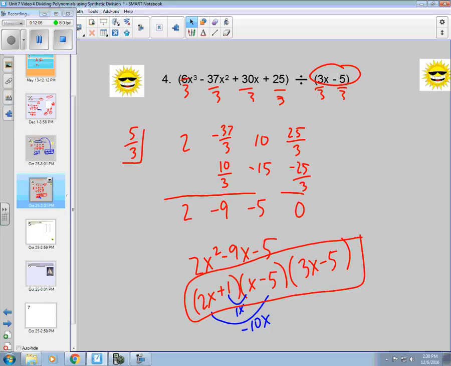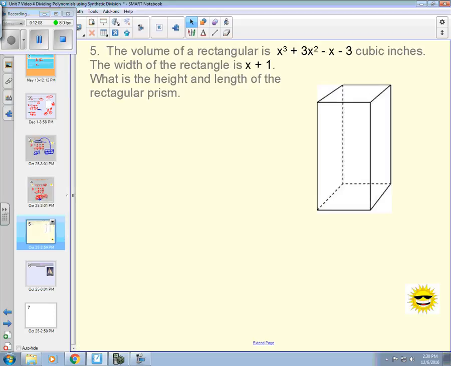Okay, on the back, here's another geometry one similar to that first one we started with. So they said the volume of this rectangular prism is shown. The width is x plus 1. What would the height and length have to be? Okay, so we know from before, volume is length times width times height. So if we want the other two, we need to do some division here.